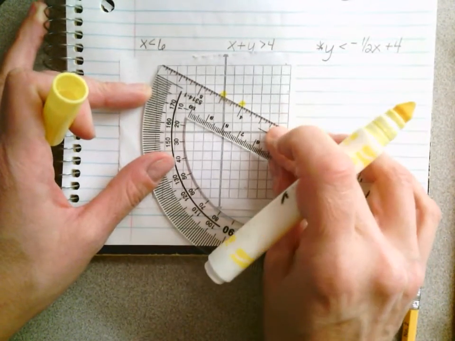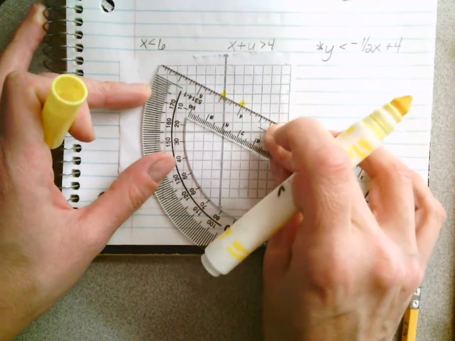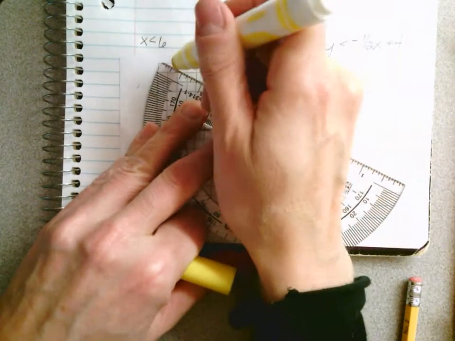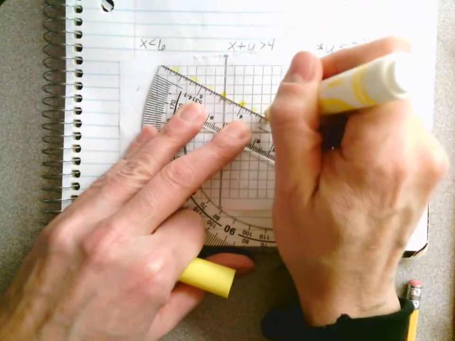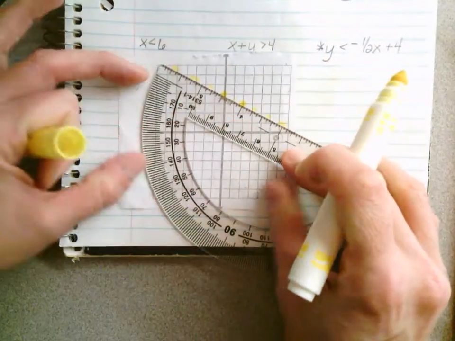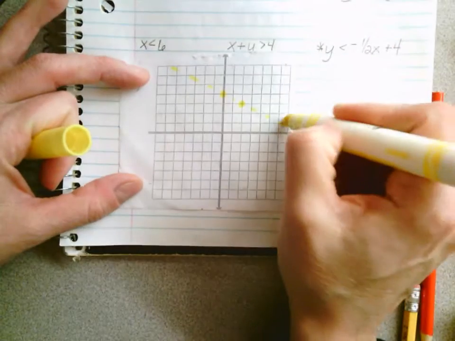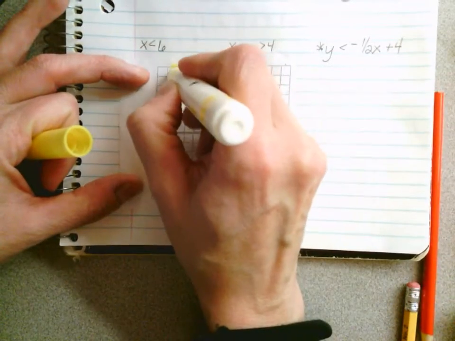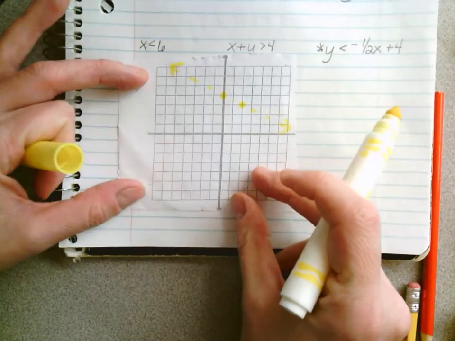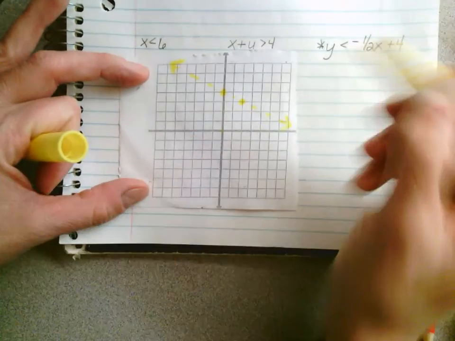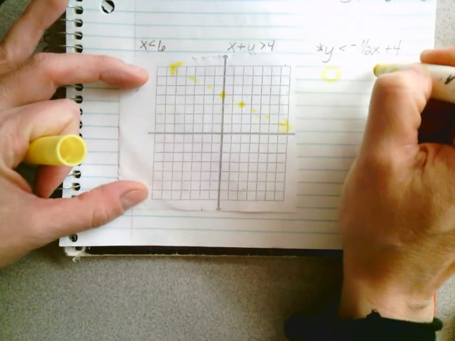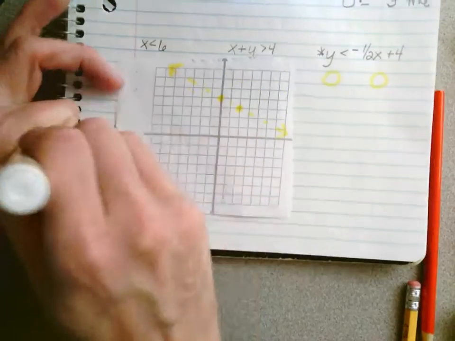Solid or dotted? Dotted, because it is not also equal to. I love working with multiple colors. I just feel like it looks like we're really doing something. All right, should we test 0, 0? Looks like a convenient spot. 0, 0.